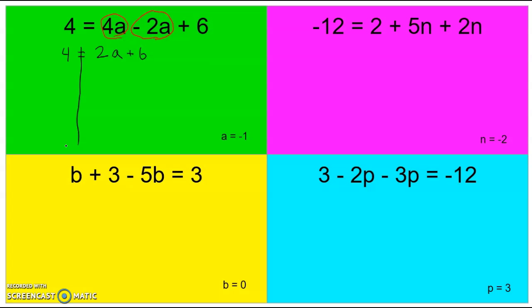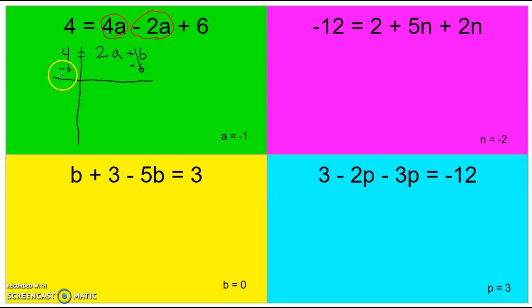Now we can just solve for a. Solving for a, we have to first get rid of this positive 6. In order to get rid of the positive 6, remember the balancing beam. We have to subtract 6. If we subtract 6 from this side, we also have to subtract 6 from the other side. These two numbers cancel out. So now what do we have? 4 minus 6.